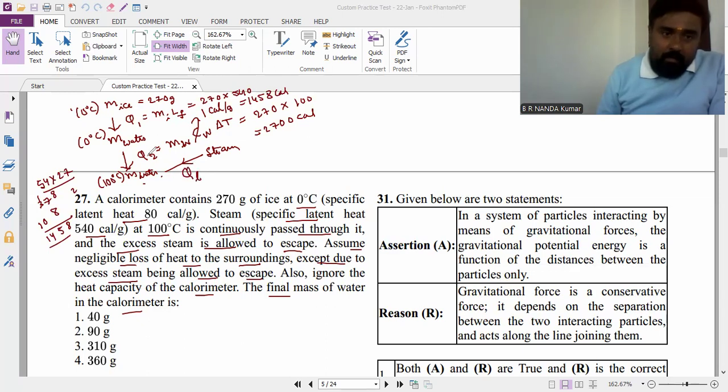This is heat gain, this is heat loss. Q1 plus Q2 is equal to Q3. So heat gain is equal to heat loss.